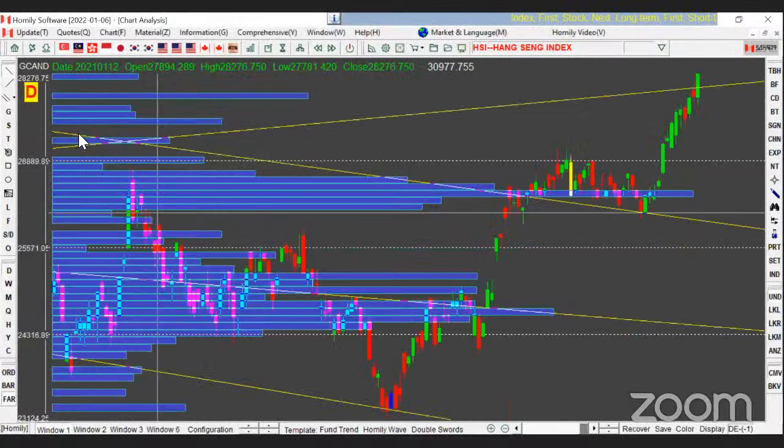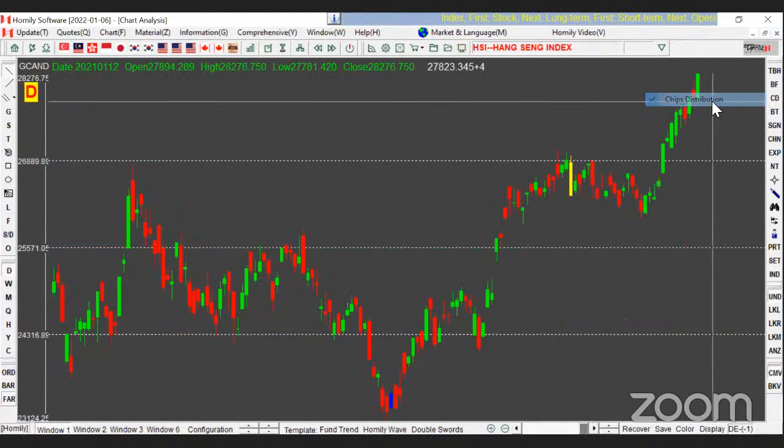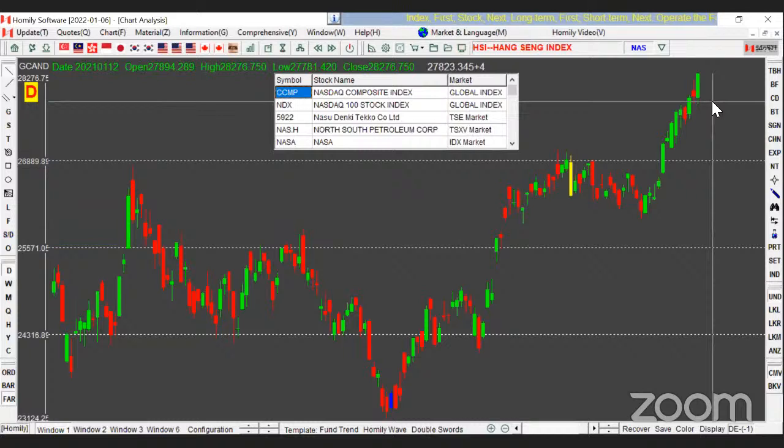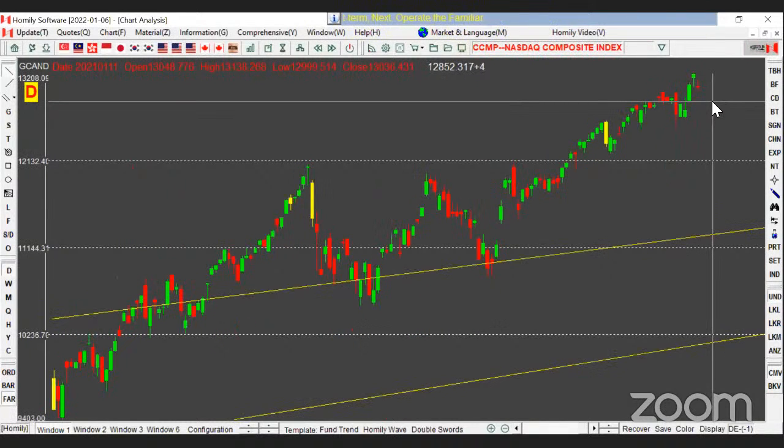Okay, so now you can see the software, right? Firstly, we check the US market because the US market has a very big influence on other markets. So whichever market you are trading, you have to check the US first, right?